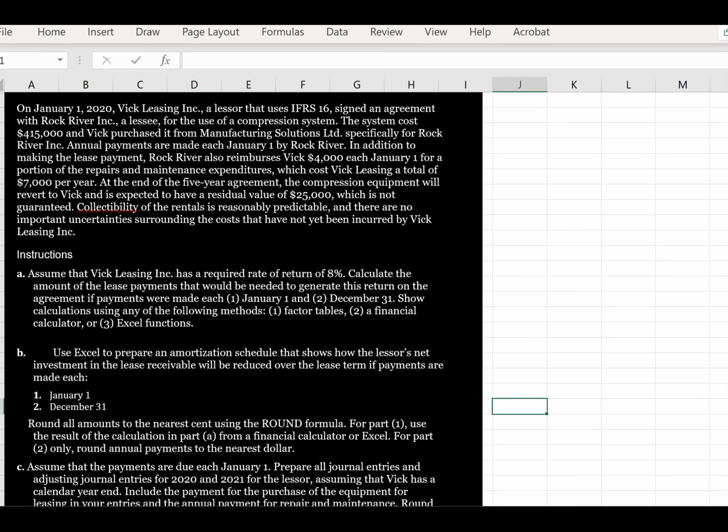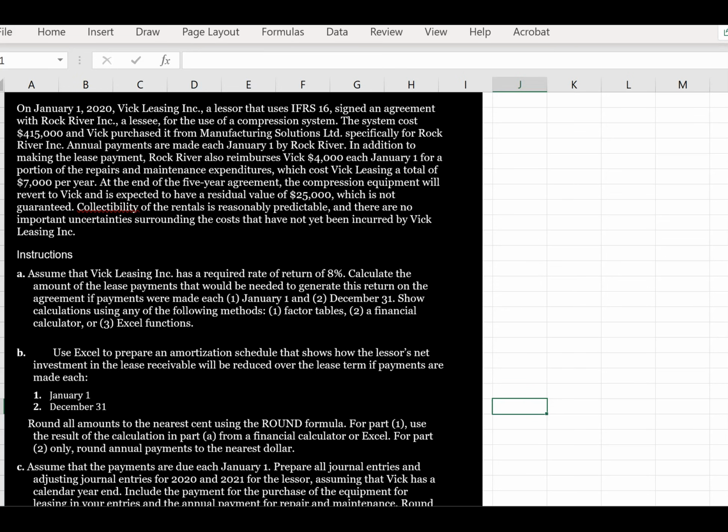Collectability of the rentals is reasonably predictable, and there are no important uncertainties surrounding the costs that have not yet been incurred by Vic Leasing. And the first thing we're asked to do is, assume that Vic Leasing has a required rate of return of 8%. Calculate the amount of the lease payments that would be needed to generate this return on the agreement if payments were made each January 1st or December 31st.